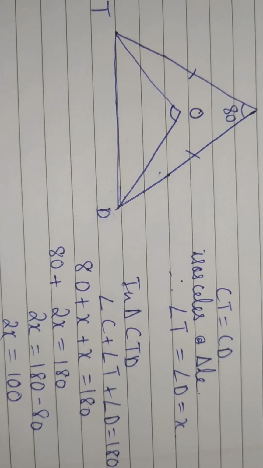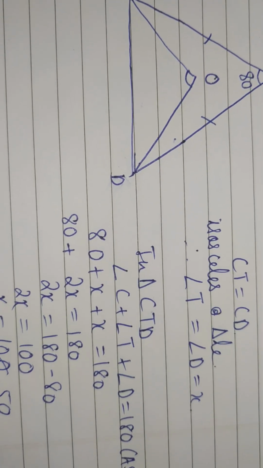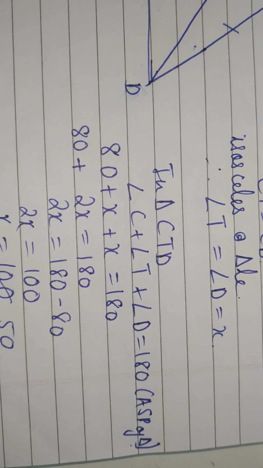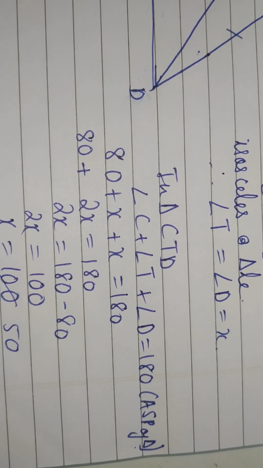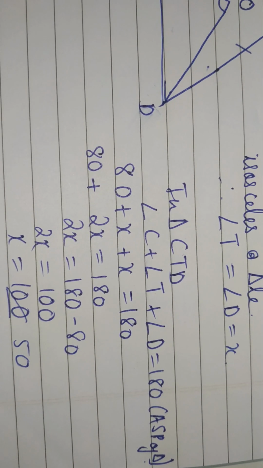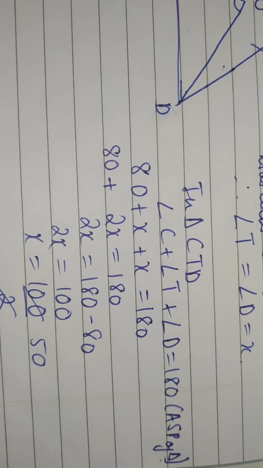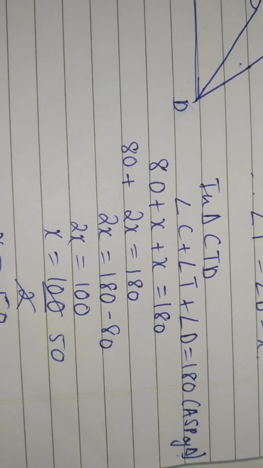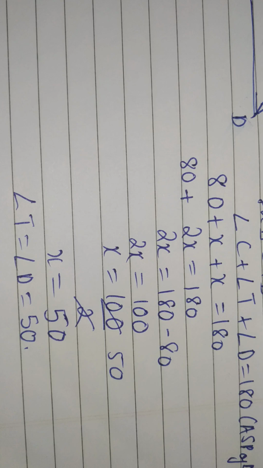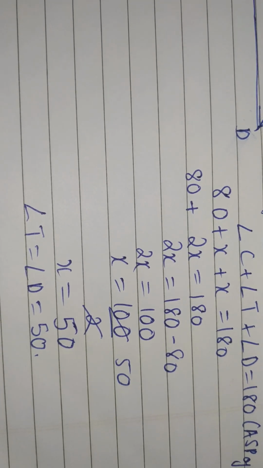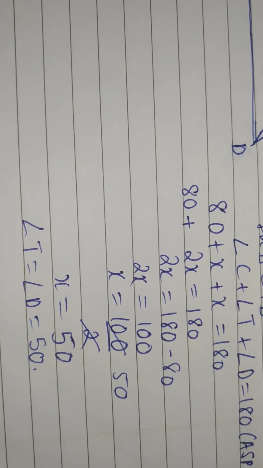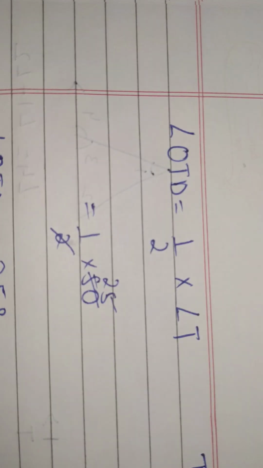In triangle CTD, angle C plus angle T plus angle D is equal to 180, by the angle sum property of a triangle. So angle C is 80, and in place of T and D I will write X plus X, which will be 2X. If I take 80 to the other side it will be a minus. So 2X is equal to 100, so X is equal to 100 upon 2. If you cancel, X is equal to 50. So angle T is equal to angle D is equal to 50. But in the question they have asked us angle TOD. So we need to find angle TOD.